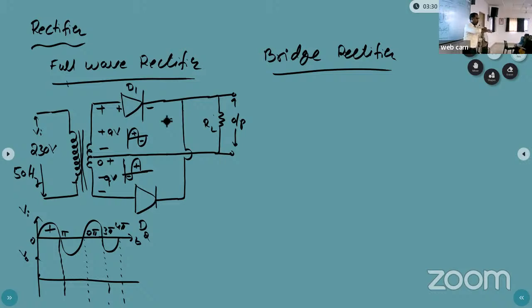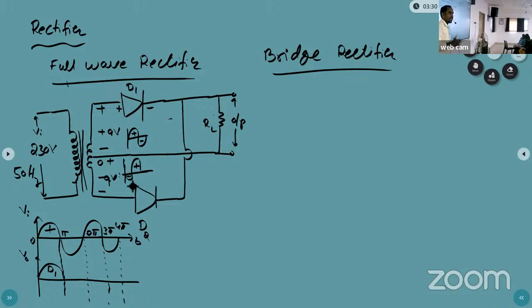So the total current can flow from this side to this side. So the output waveform is this. Which diode is giving this output? D1 diode. Now we can write D1 R. Okay. Now coming to the same duration, the 0 to pi.